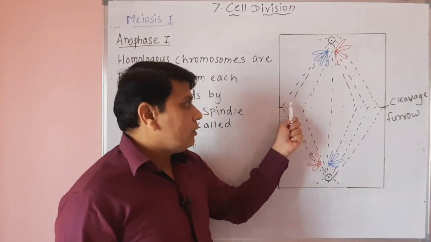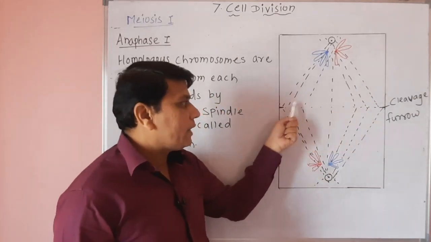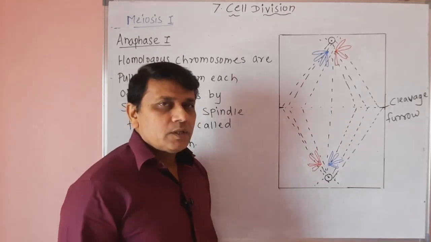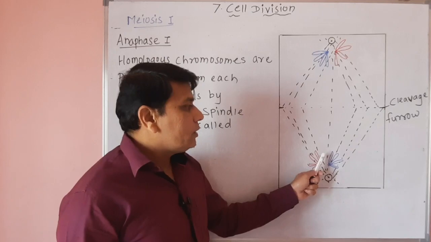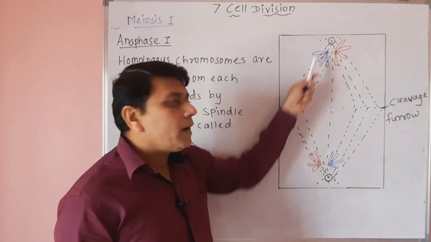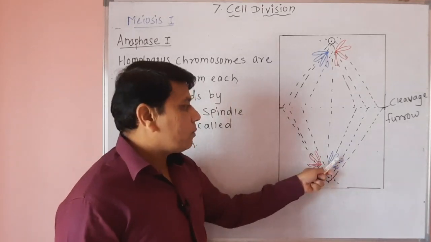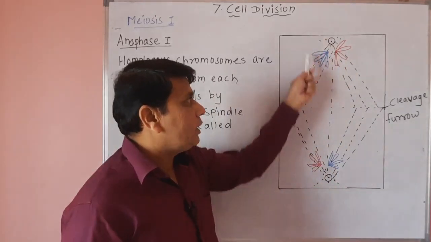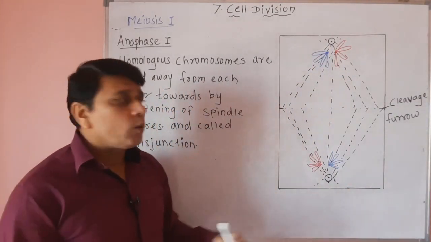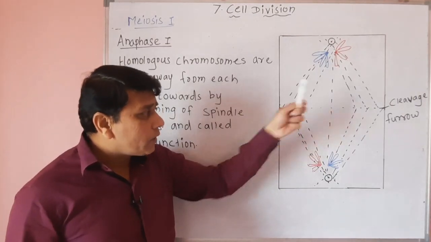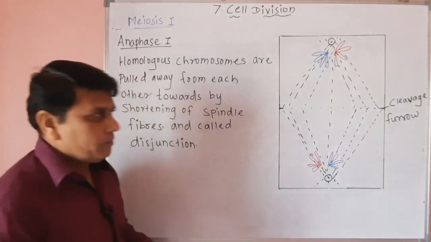So we saw in metaphase that there were a total of 4 chromosomes at the equator. In anaphase, due to the shortening or contraction of spindle fibers, the chromosomes are pulled toward the poles and there is equal distribution. That means here we can see 2 chromosomes and here are 2 chromosomes. The movement of the chromosomes from the equator to the poles is called disjunction.